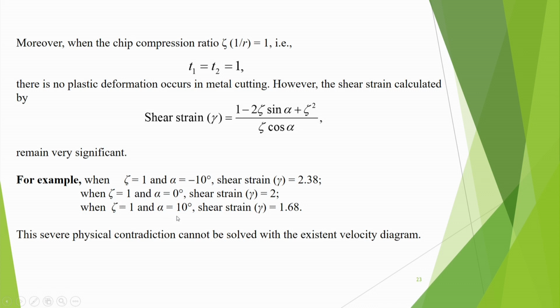So, that means this is the minimum amount of shear strain you are expecting from this model, although actually that may not be shear strain, it may be due to rotation, the chip may rotate, but rotation does not mean shear. So, this severe physical contradiction cannot be solved with the existing velocity diagram. One thing we can of course observe is that if alpha is increasing from minus 10 degree to 10 degree, then the shear strain is decreasing.